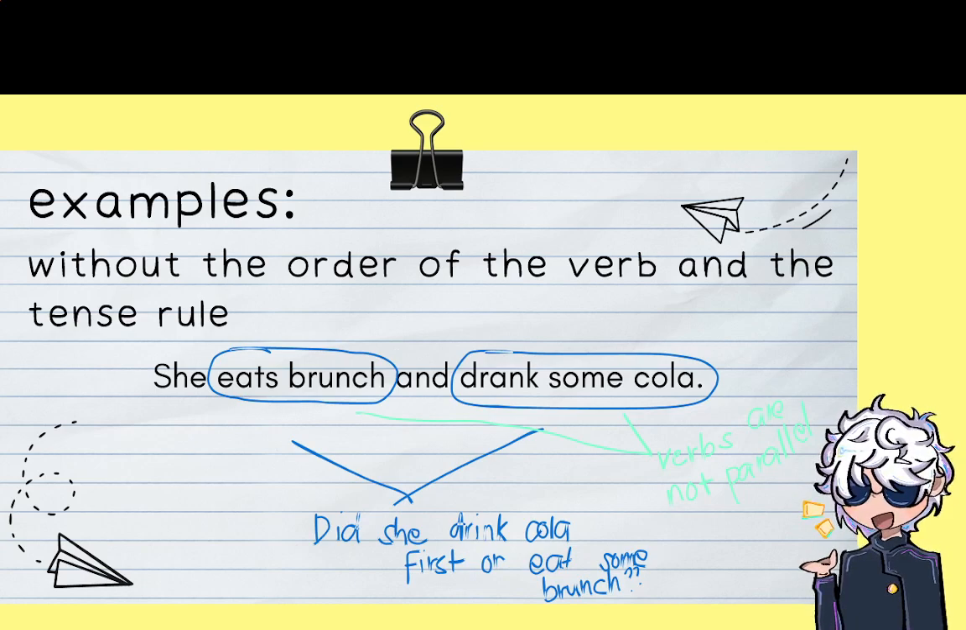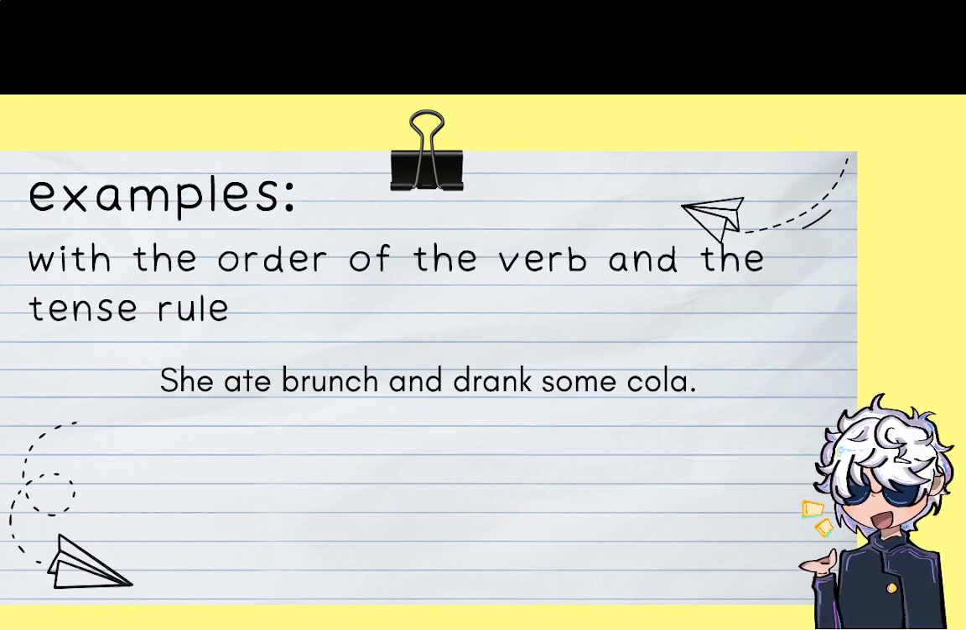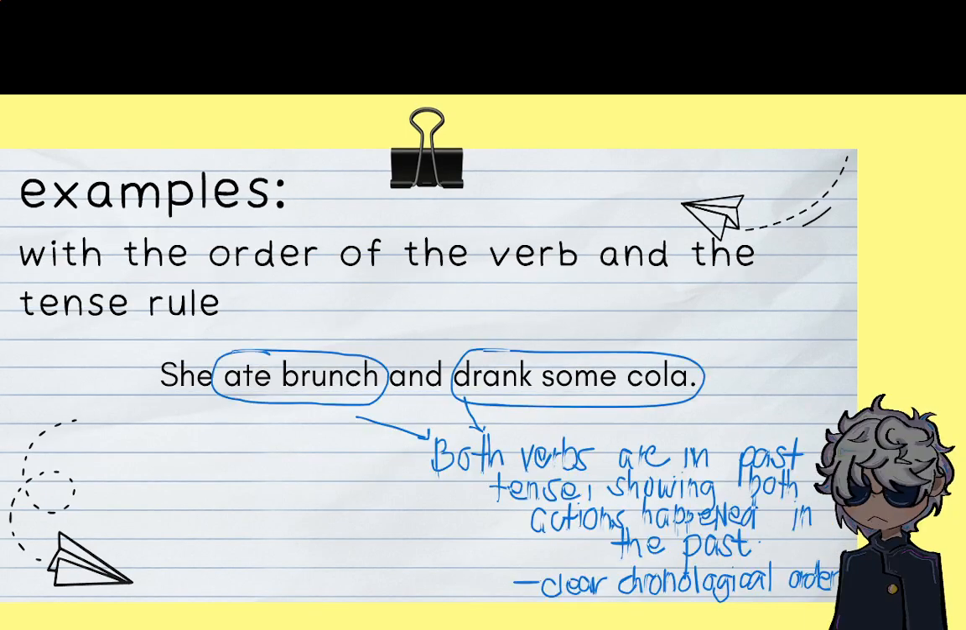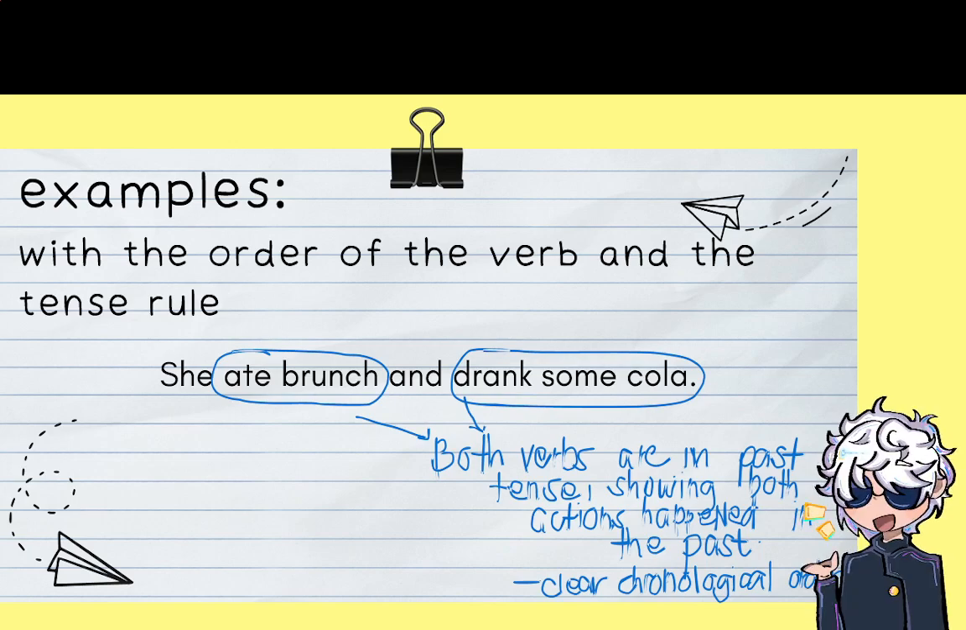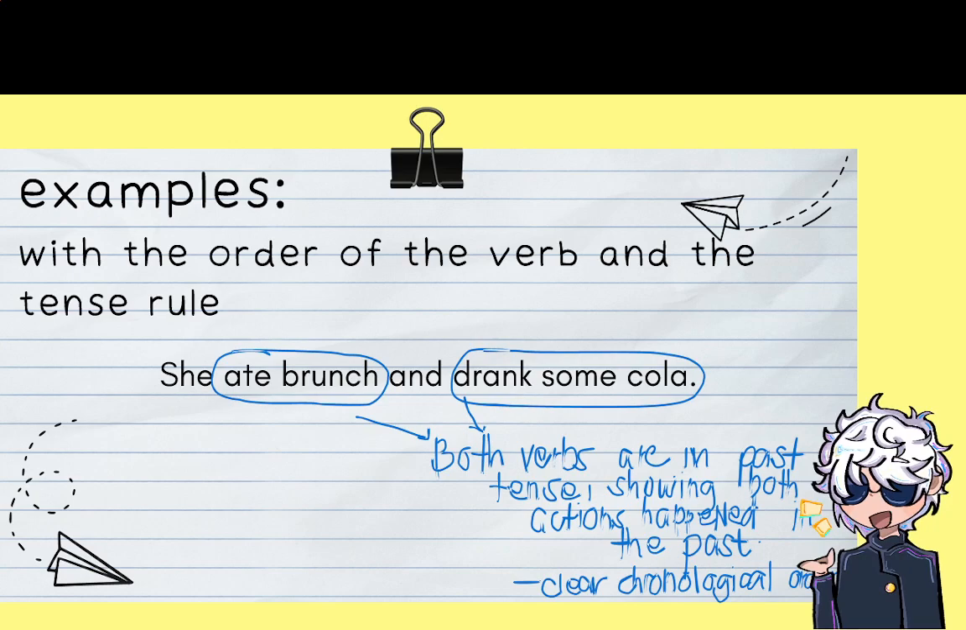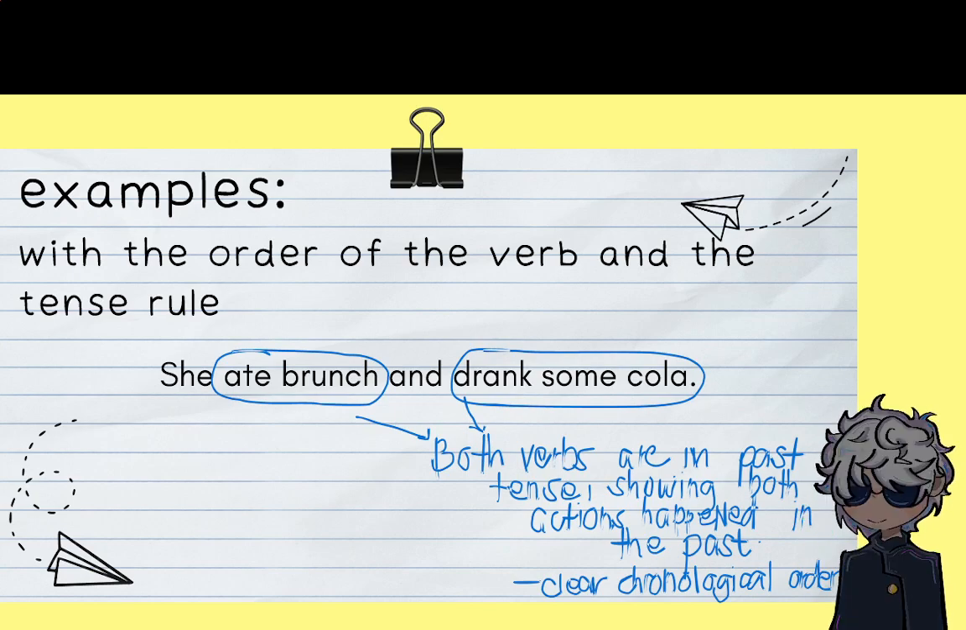To address that, here's the sentence when we apply the rule of order. So, she ate brunch and drank some cola. Both verbs are in past tense, showing both actions happened in the past. And as you can see, they are in clear chronological order. No confusion.